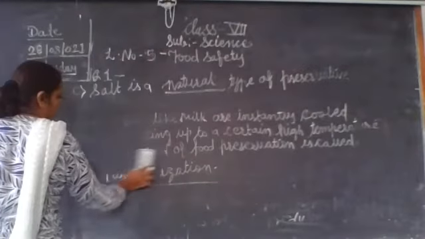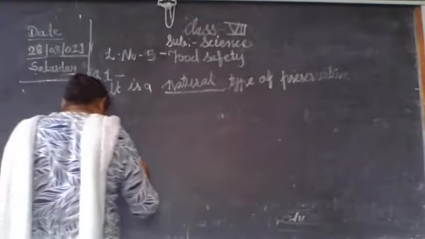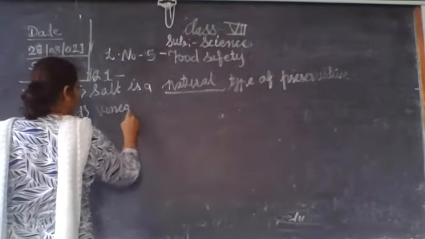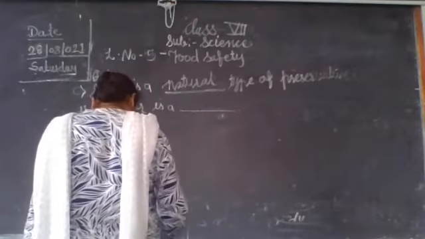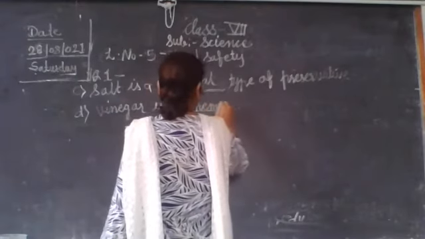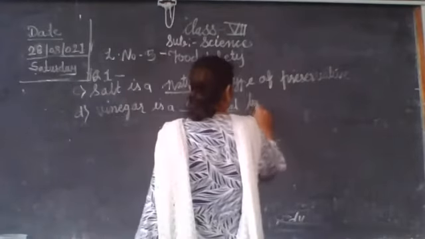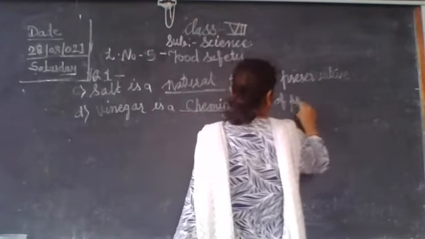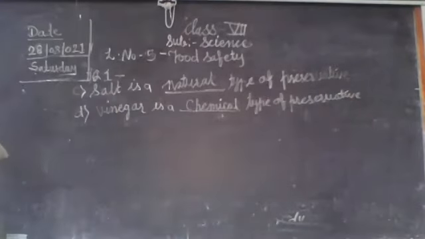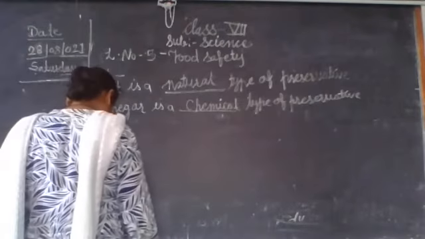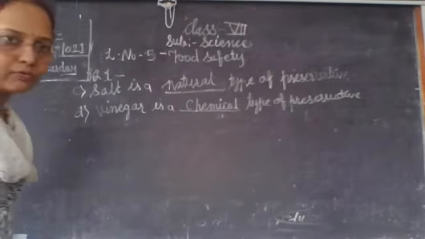Then vinegar is a chemical type of preservative. It's a chemical. Vinegar is called acetic acid. Okay, write down. Complete this question one, then move to question number two.